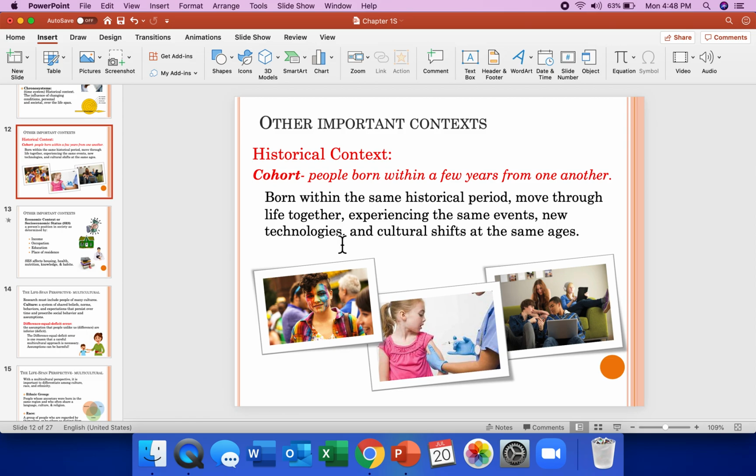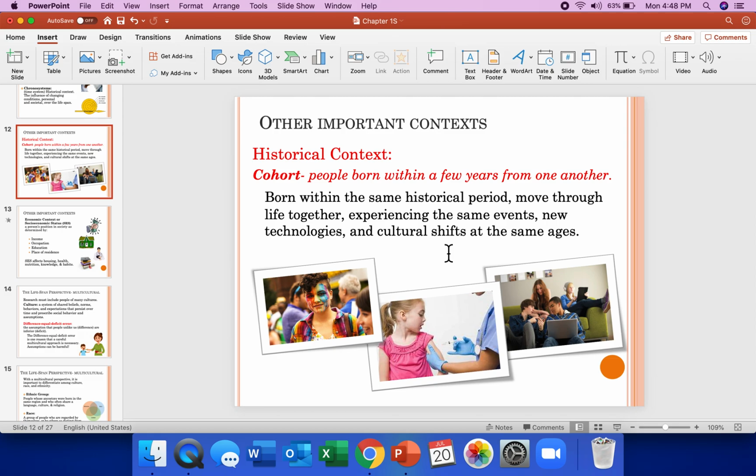And that's why we say that when we talk about development, we have to look into what was happening in the cultural, in the historical context. A cohort is born within the same historical period, moves through life together, experiencing the same events, whether it was an increase in technologies, like the generation that is born to know nothing without the internet. They just do not understand life without internet. How was it before? Or there was a cultural shift in the way they understood life.